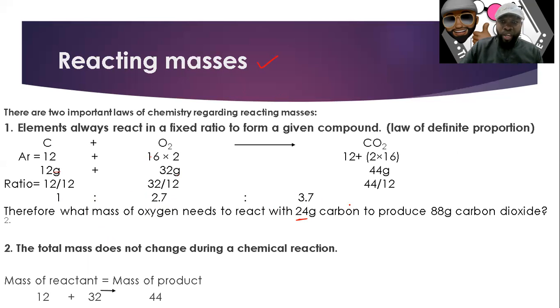Now, the ratio that we've got there is 1 to 2.7 to 3.7. Of course, this is the carbon, that is the oxygen molecule, and here it's carbon dioxide. So it's 1 to 2.7 to 3.7. Whatever amount of carbon I've got here, the amount of oxygen needed to react with it would have to be 2.7 times more than my carbon. So it doesn't matter what value I've got here. All I need to do is multiply that value by 2.7 to find the amount of oxygen that needs to be reacted with it.